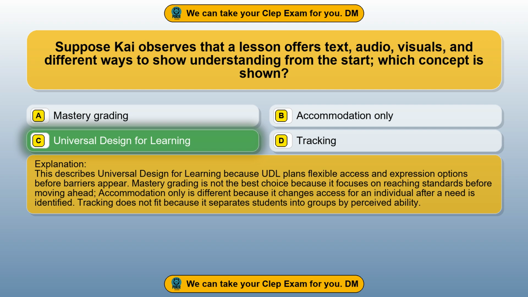Mastery grading is not the best choice because it focuses on reaching standards before moving ahead. Accommodation only is different because it changes access for an individual after a need is identified. Tracking does not fit because it separates students into groups by perceived ability.